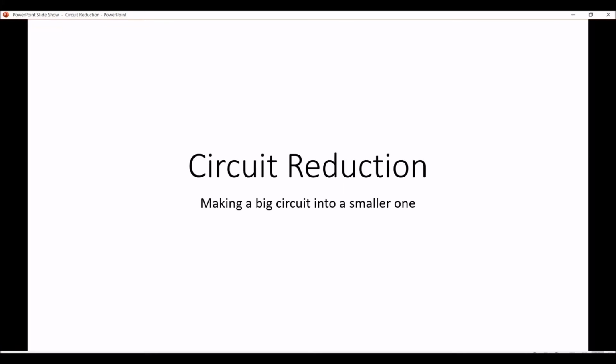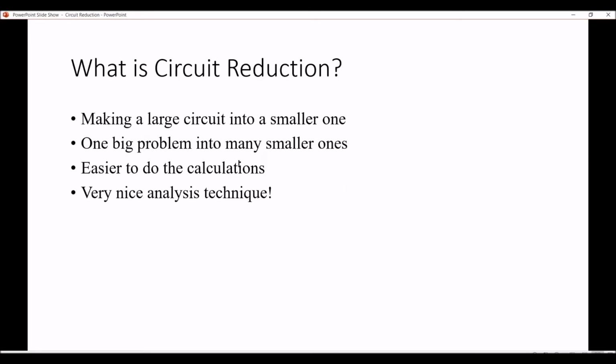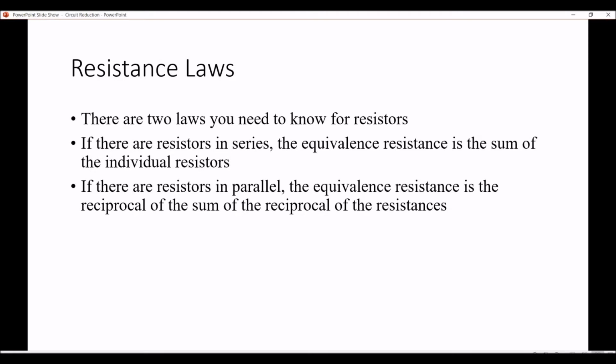Hi, so today we'll be talking about circuit reduction. Now, what exactly is circuit reduction? Circuit reduction is making a large circuit into a smaller one, and that basically allows you to make one big problem into many smaller ones. This allows you to do the calculations much easier, and it's a nice analysis technique.